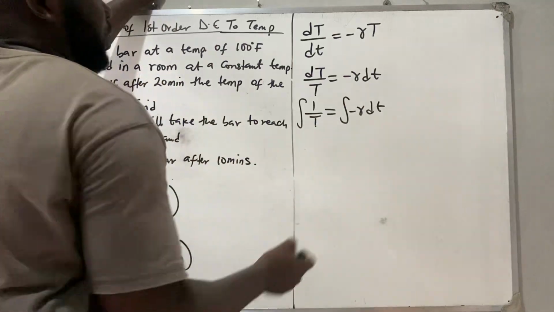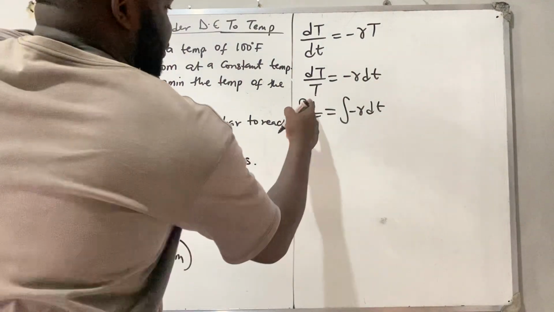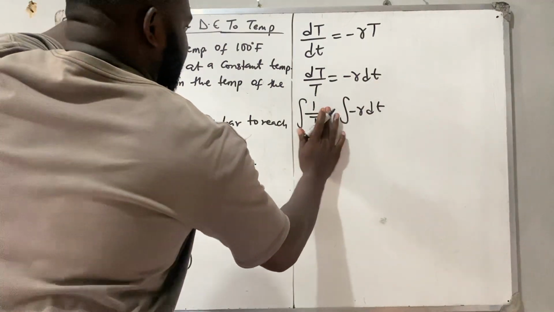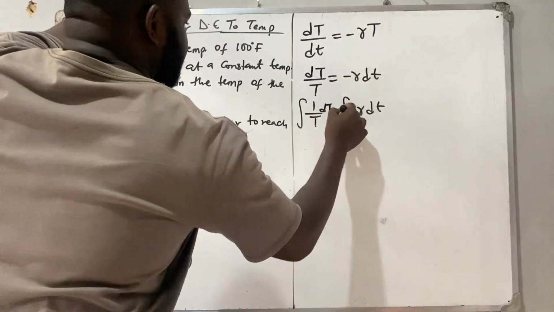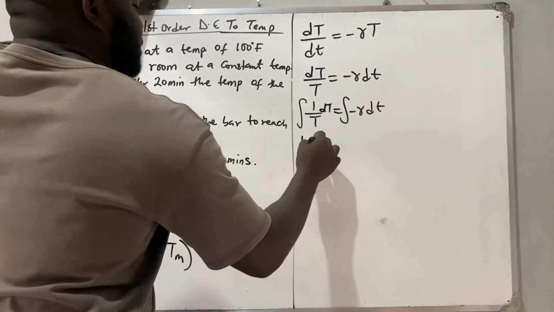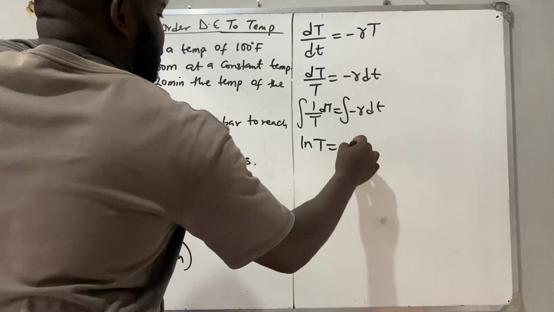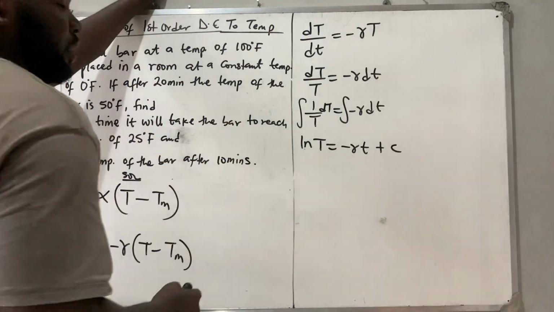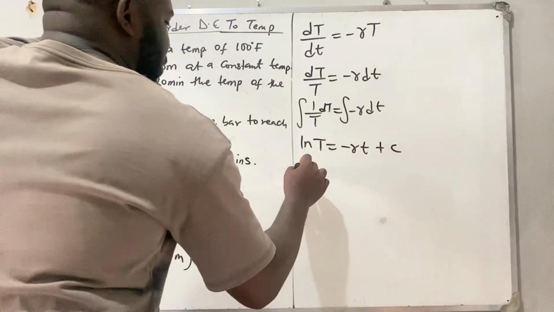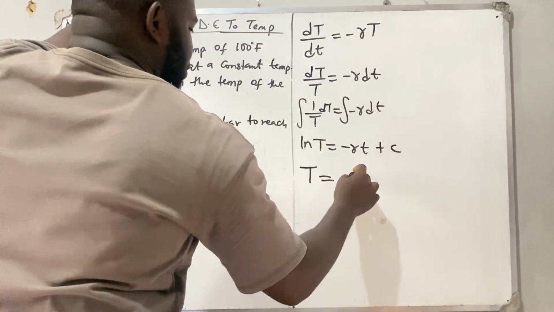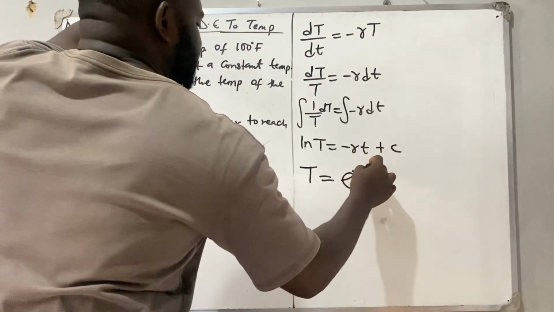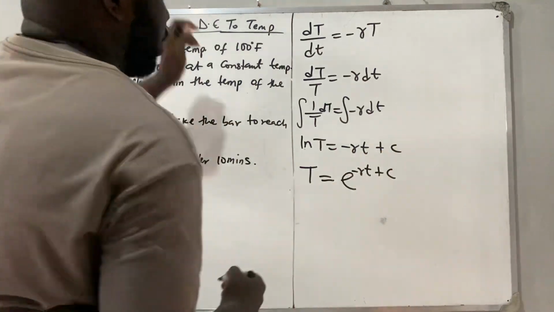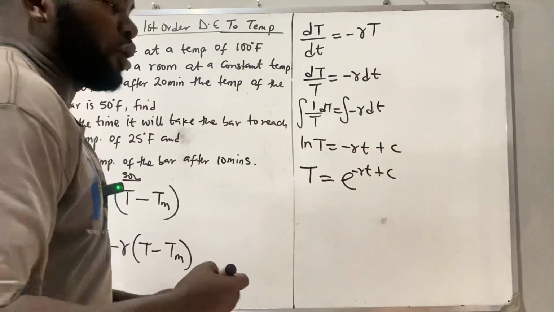So having this, we will now integrate both sides. The integral of 1 over T will give you ln T, and the integral of minus k will give you minus kt plus a constant. If you take the exponential of both sides, I'm going to have T by itself equal to exponential of minus kt plus a constant, because when ln moves to the other side, it becomes exponential.